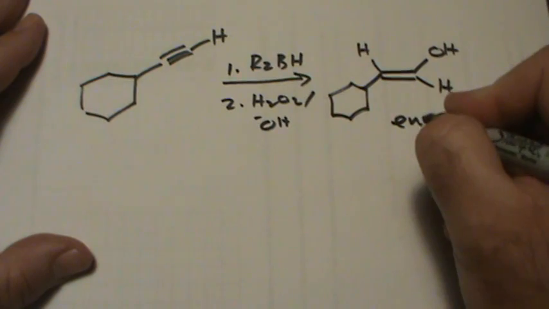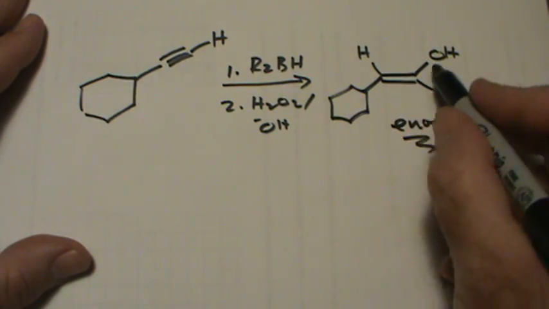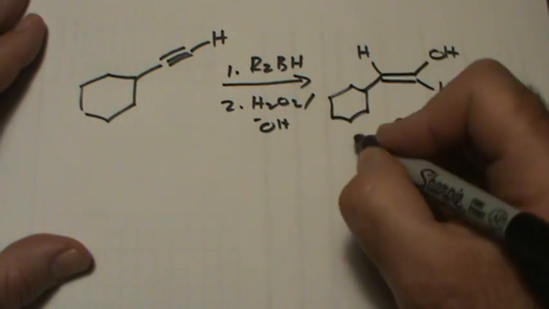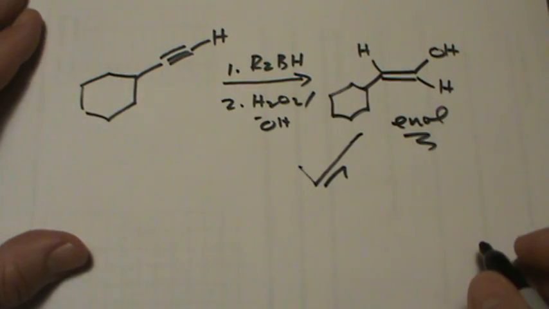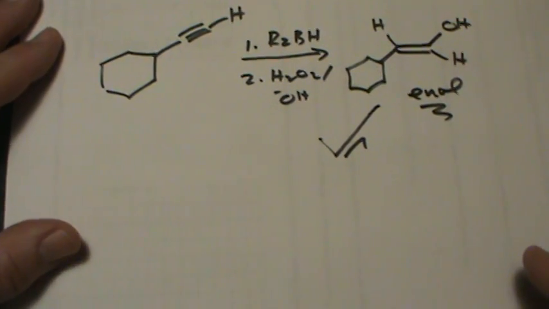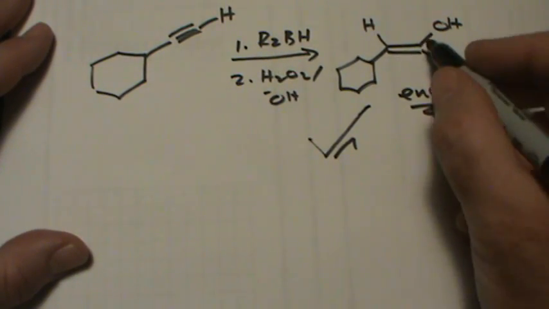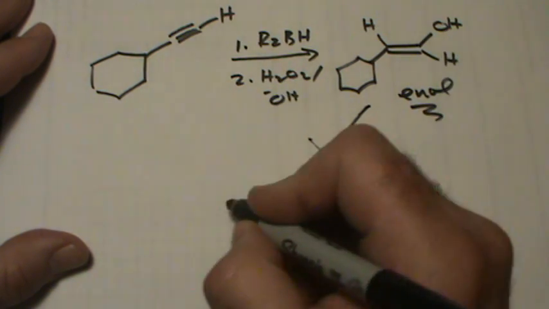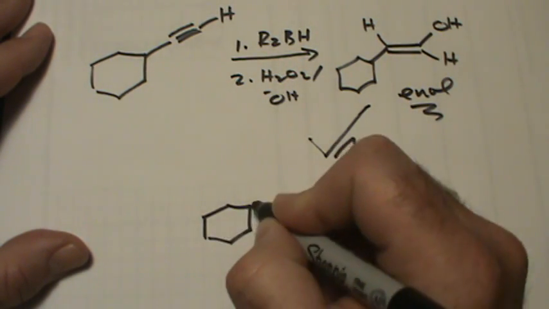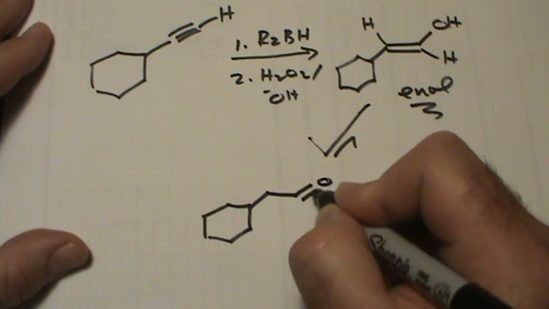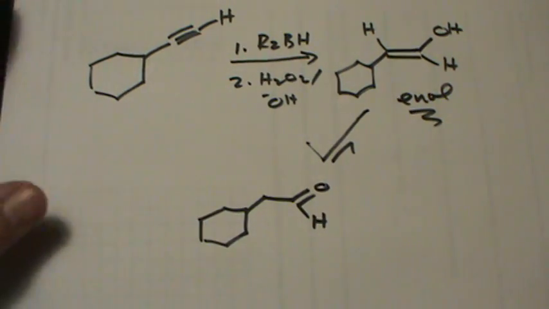This enol, you've got to recognize it's an enol. There's the ene, there's the ol. This enol, like all enols, will rapidly equilibrate to the corresponding carbonyl compound, which in this case is going to be an aldehyde. And there we have it.